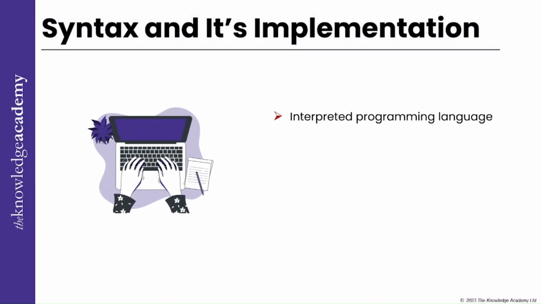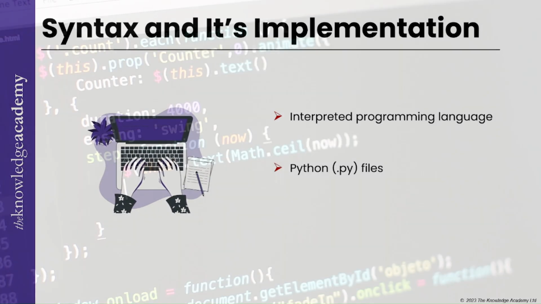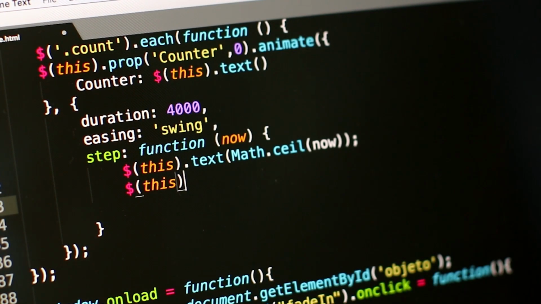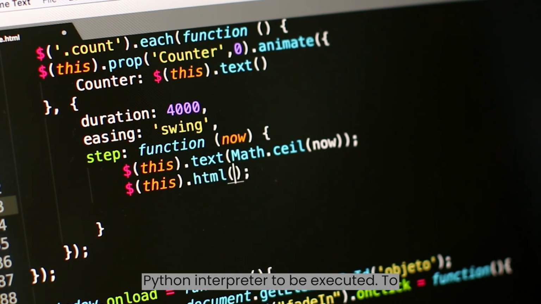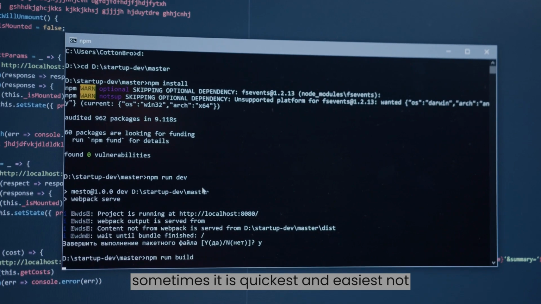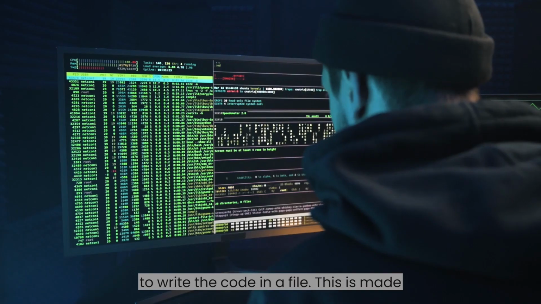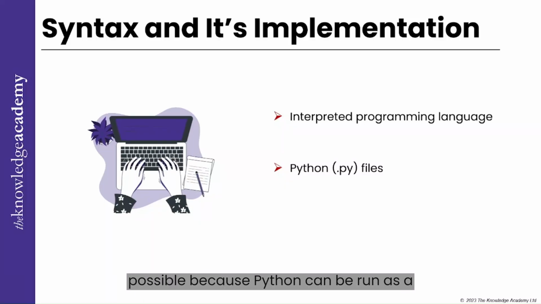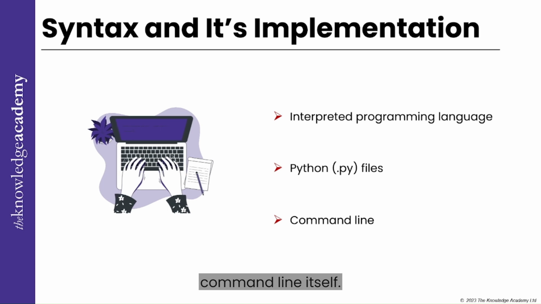Python is an interpreted programming language. This means that as a developer, you write Python .py files in a text editor and then put those files into the Python interpreter to be executed. To test a short amount of code in Python, sometimes it is quickest and easiest not to write the code in a file. This is made possible because Python can be run as a command line itself.